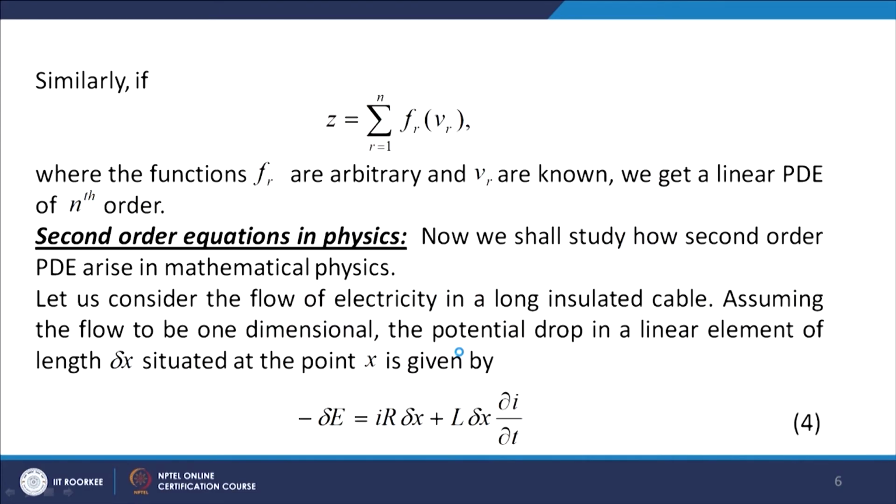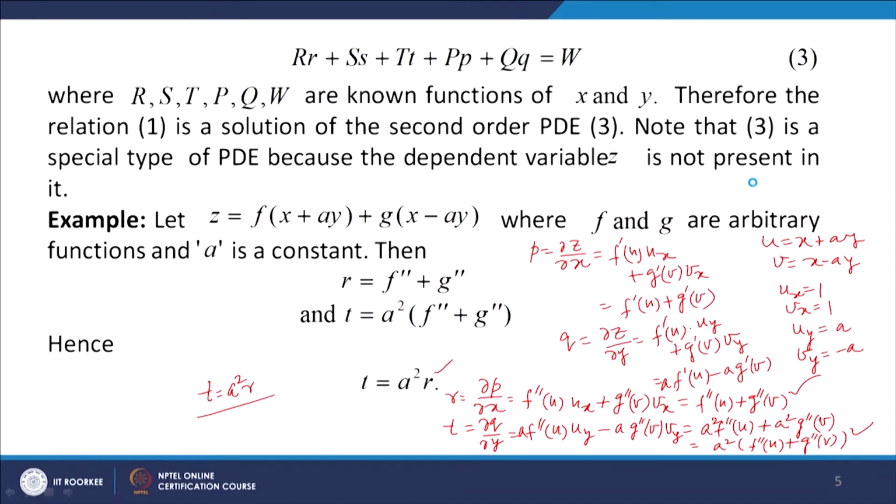Now similarly, if we have an equation which involves n arbitrary functions, z equal to sigma r equal to 1 to n f r of b r, fr is a function of br for r equal to 1 to n, where the functions fr are arbitrary and br are known functions, then we get a linear partial differential equation of nth order. We can follow the same procedure as we have done for the equation z equal to f of x plus ay plus g of x minus ay, where we have two arbitrary functions f and g, and they are functions of x plus ay and x minus ay.